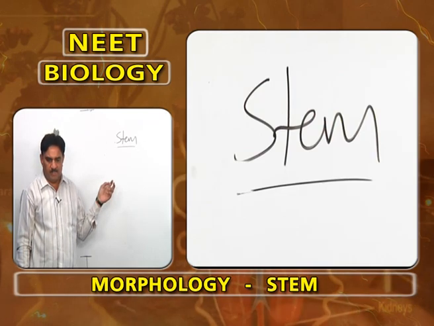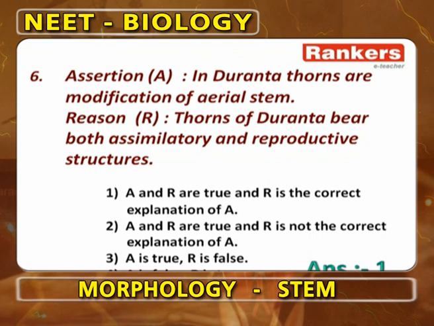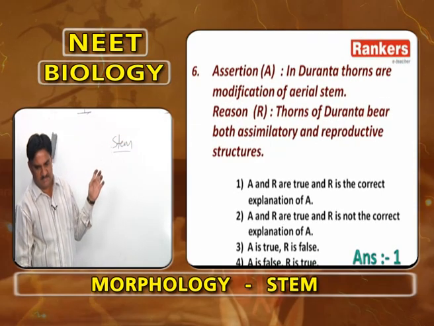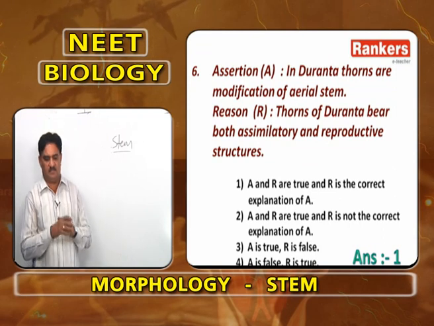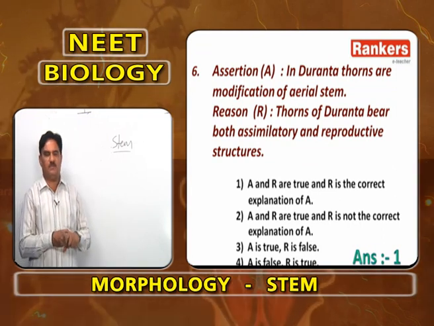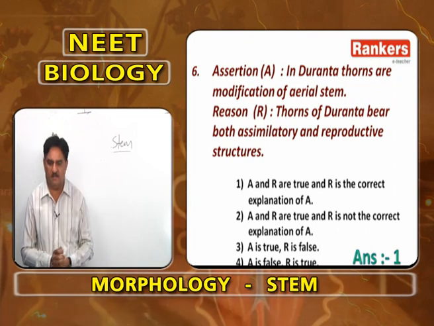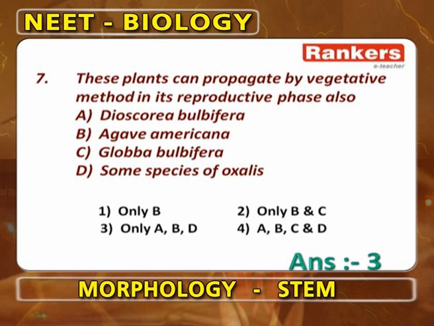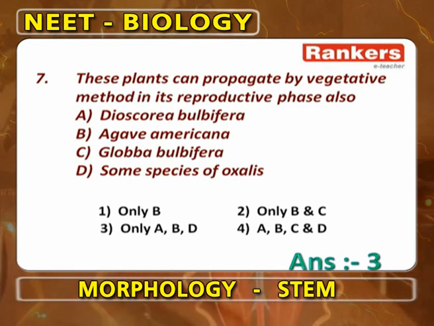Next, assertion: in Duranta, thorns are modifications of aerial stem. Reason: thorns of Duranta bear both assimilatory and reproductive structures. Just now we discussed that the thorn bears leaves and flowers. Leaves are assimilatory structures, flowers are reproductive structures. So first option, because we can say it is stem as they possess vascular bundles. Then the plants that can be propagated by vegetative method during their reproduction phase also are the third option: Dioscorea, Agave and Globba.